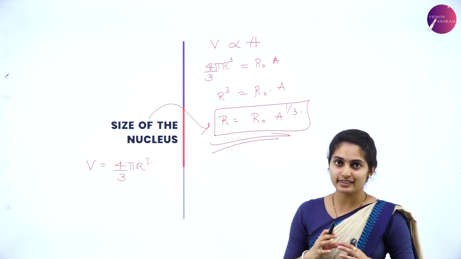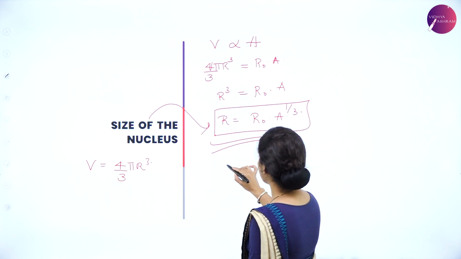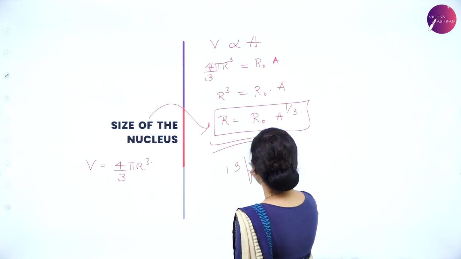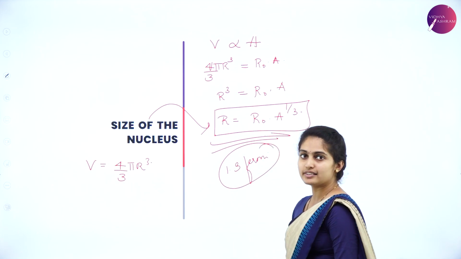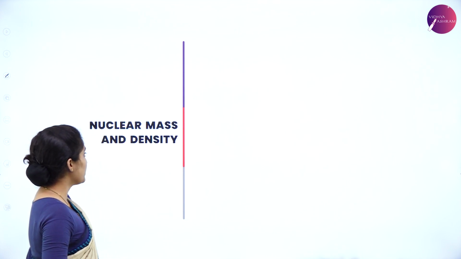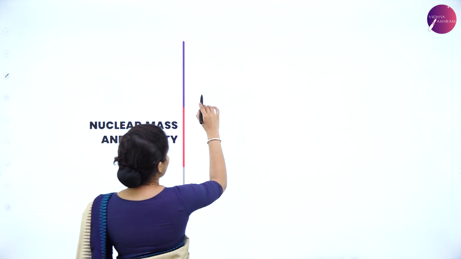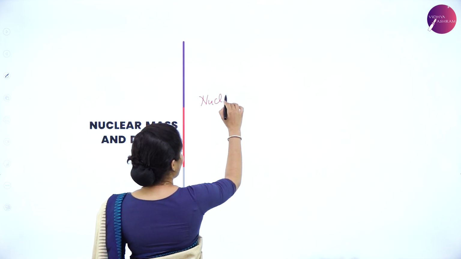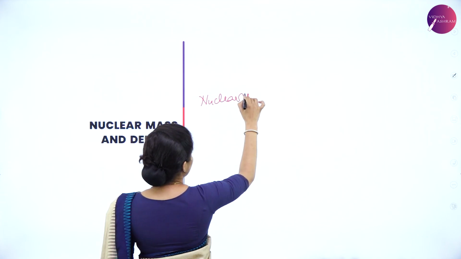For the smallest atom, that is the hydrogen atom, if you consider, you have 1.3 Fermi. This is the least one, and for the highest it is 8 Fermi. Next we are going on to nuclear mass and density. So how do you calculate the nuclear density?